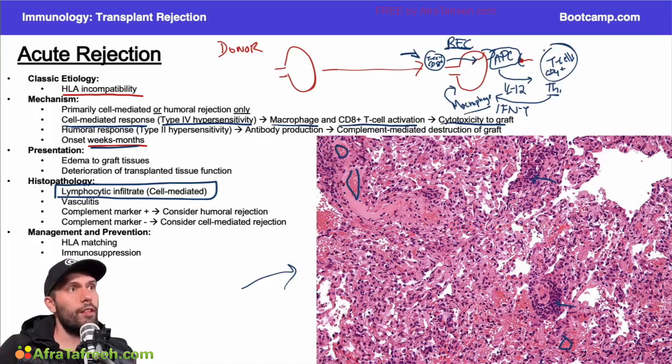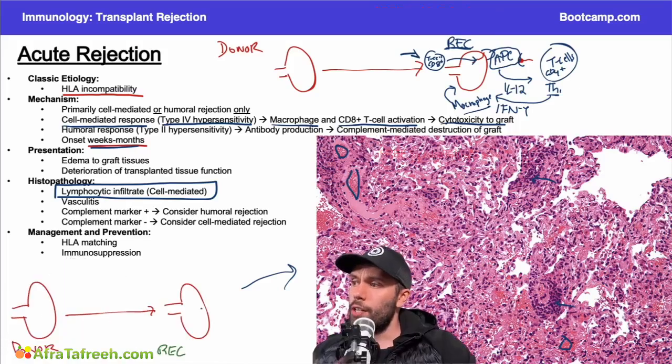Now, this is the cell-mediated response like we just talked about. Now, a humoral response would be a little bit different. So let's do the humoral response here on the bottom. Okay, again, we have our donor donating a kidney to our recipient. Okay, now the difference here is, again, there might be some antigens on here, some HLA antigens that are recognized by the antigen presenting cells. Okay, so the antigen presenting cells will recognize these.